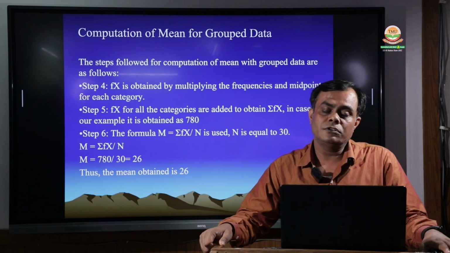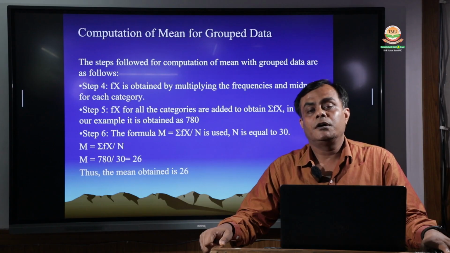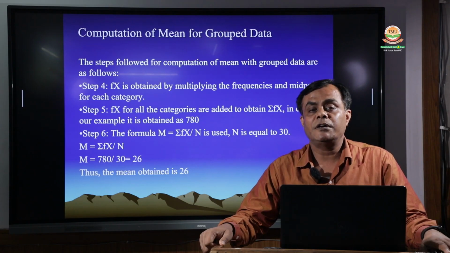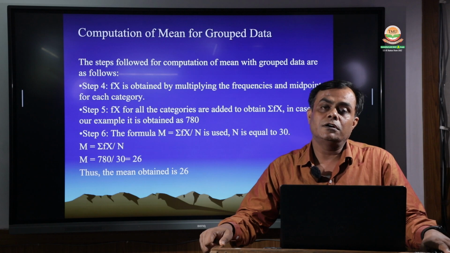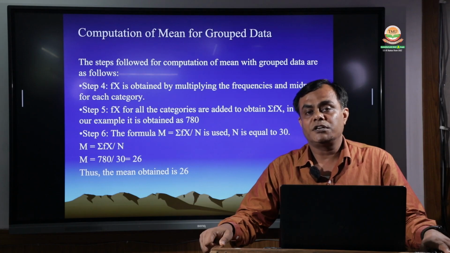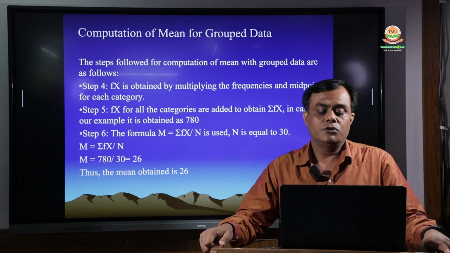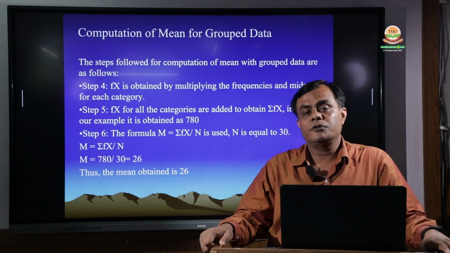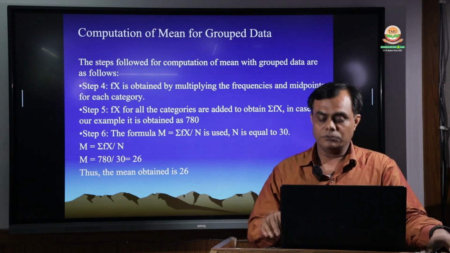So we can finally calculate it as per the formula M equals sigma fx divided by N. Here in this example, sigma fx is 780 divided by 30, that is N. So the result is 26. So we can say that the mean value obtained by this formula through the calculation is 26, that is the mean value.